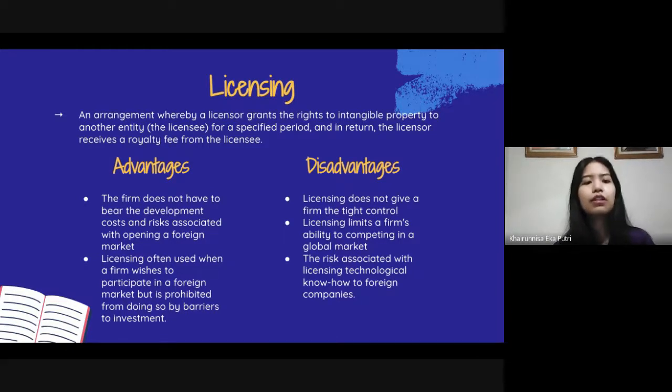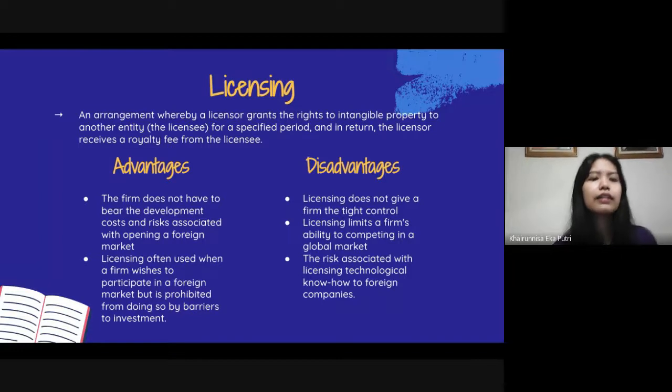Intangible property includes patents, inventions, formulas, processes, designs, copyrights, and trademarks. The advantages of this licensing: first, the firm doesn't have to bear the development costs and risks associated with opening a foreign market. Licensing is very attractive for firms lacking the capital to develop operations overseas.